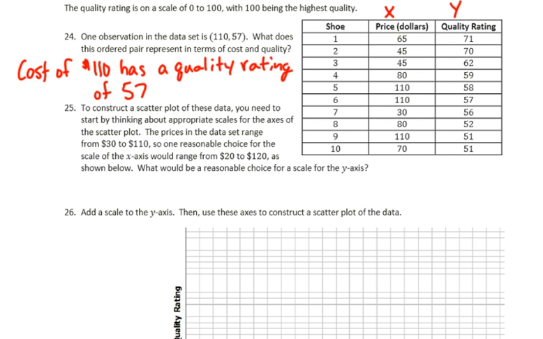What would be a reasonable choice for a scale for the y-axis? So my smallest number in the y-axis is a 51, and I want to start below that. So I'm going to say 50, and it goes up to 71. So 10s are usually easiest. I'm going to go from 50 to 80.